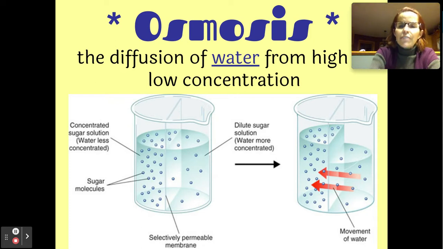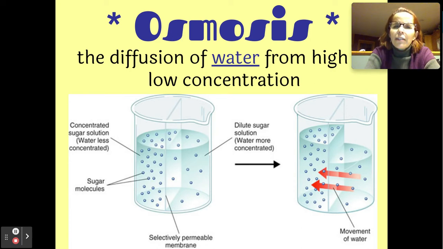Notice that on the left side of the left beaker, there's lots of sugar molecules. So let's just make up some numbers. Let's say it's 10% sugar. That means it's 90% water. On the right side of that beaker, there's fewer sugar molecules. So let's say it's 5% sugar and 95% water. So if you paid attention, the left side has 90% water and the right side has 95% water.